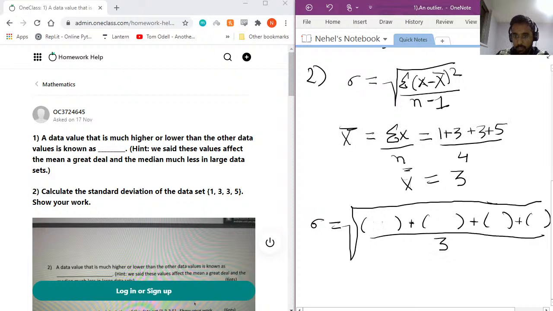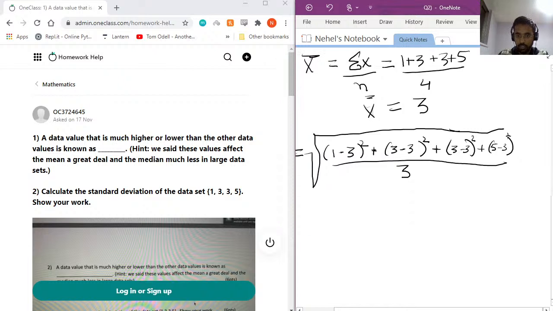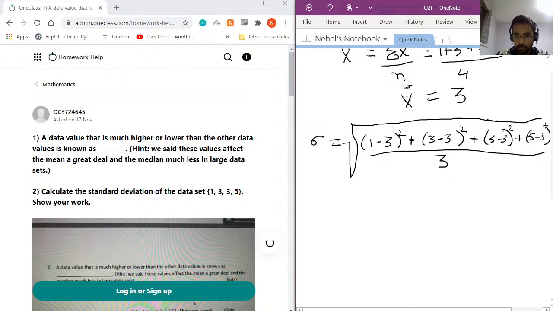Now what are these 4 values? These 4 values would be each of our points minus the mean, squared. So this would be 1 minus 3 squared. The second would be 3 minus 3 squared. The third one is also 3 minus 3 squared. And finally the last one is 5 minus 3 squared. The question made it quite easy for us by giving us the mean equal to the values in 2 of the cases. So those basically become 0, and we can calculate the remaining values.